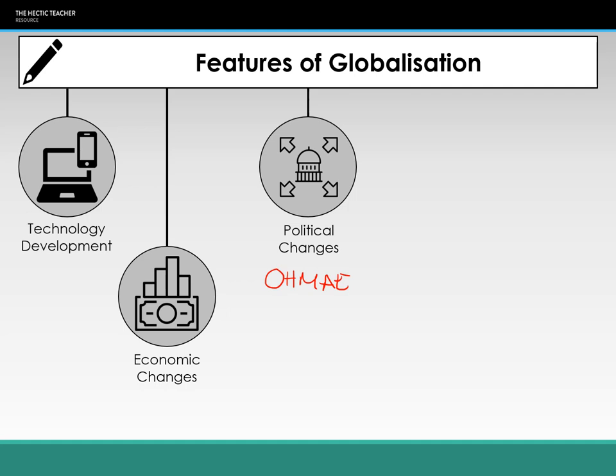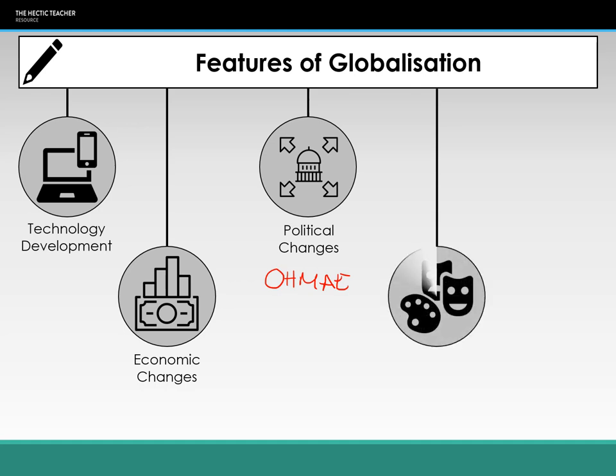So these political changes, this now borderless world in which we live, means that national governments could be considered to be losing power to more transnational corporations, but it could also be seen as linking into our next feature, which is cultural changes and cultural developments. This borderless world in which we now live means that cultures are able to be shared, they're able to be experienced in different parts of the world to where they originated.